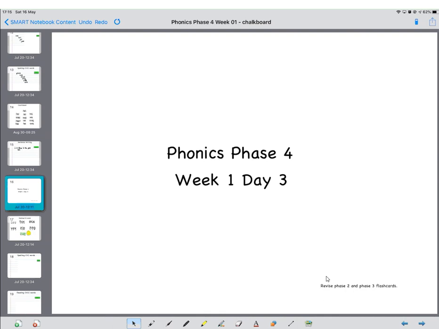Good morning, Year One, and welcome to Day Three of Phase Four Phonics. So today we're going to be revising some more of the letter sounds you learnt in Phase Three, and we're also going to be looking today at CCVC words as well as CVC words. So get your whiteboards and whiteboard pens ready, and when you're ready to go, we'll get started.